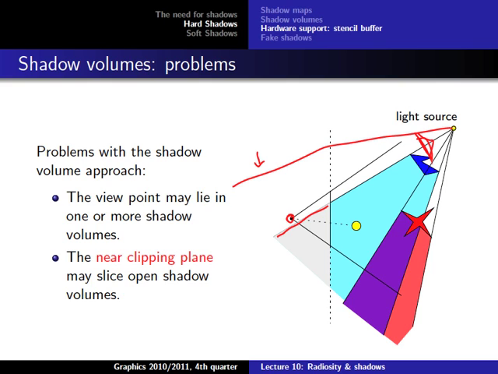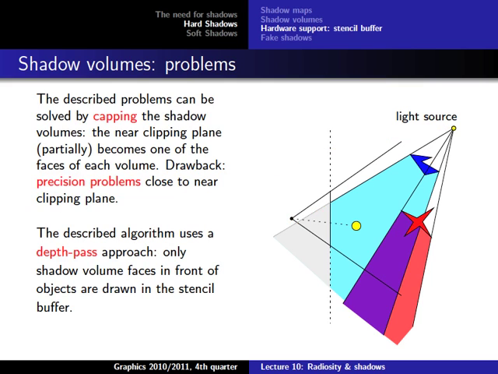And of course this second problem can be solved by just, when you do the clipping, adding this segment here to the shadow volume. So just change your shadow volume in a way that you have another border here. So that works quite well. You have to be careful, of course, with precision problems, like always when you deal with the near clipping plane. But that doesn't solve the problem that you have when the camera is inside of a shadow volume.